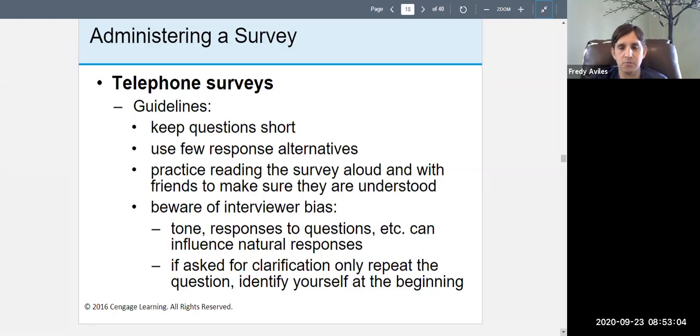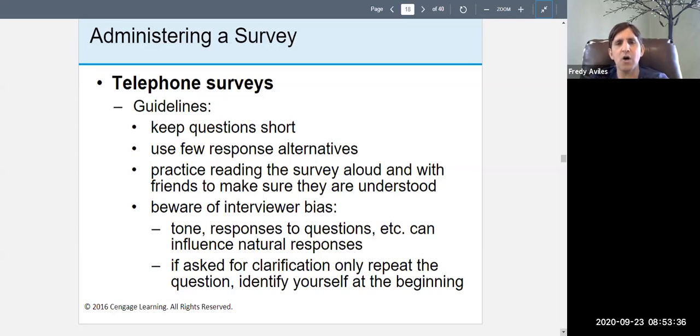You want to give a neutral tone, neutral response, like, okay, let's move on to the next question. Okay, sure, next question. You want to keep it neutral. If they ask you for clarification, just repeat the question. And identify yourself at the beginning when you're gonna, of course, do a telephone survey. My name is so-and-so, I'm doing a survey, we want to know what you think.